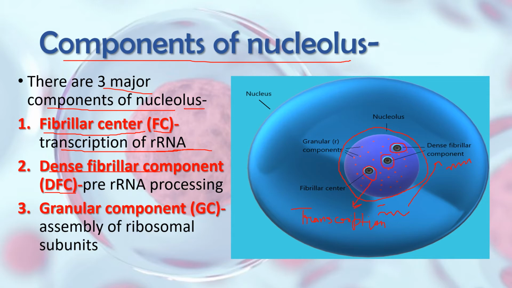Now the third region is the granular component, or GC. Here assembly of ribosomal subunits takes place. At this region, the ribosomal rRNA combines with the ribosomal subunits. So here assembly of ribosomal subunits takes place.